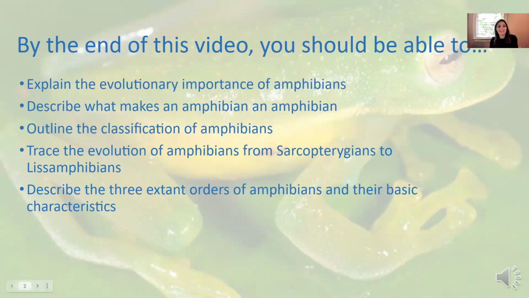And by the end of this video, you'll be able to explain the evolutionary importance of amphibians, describe what makes an amphibian, outline the classification of amphibians, trace the evolution of amphibians from sarcopterygians to lissamphibians, and describe the 3 extant orders of amphibians and their basic characteristics.